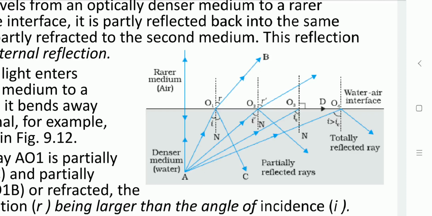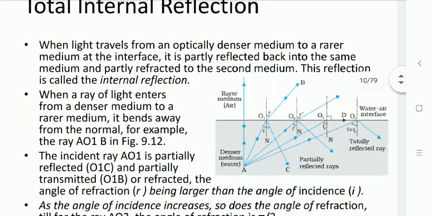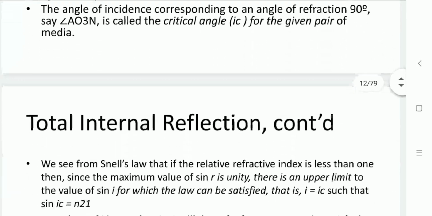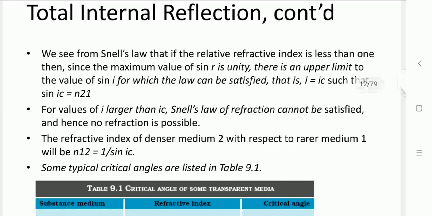Here the same thing we can also observe through Snell's law. Snell's law suggests that sin I by sin R equals n2 by n1. If I is replaced by IC, then R is 90 degrees, so sin IC by sin 90, and sin 90 is 1. So can we say sin IC equals n2 by n1?